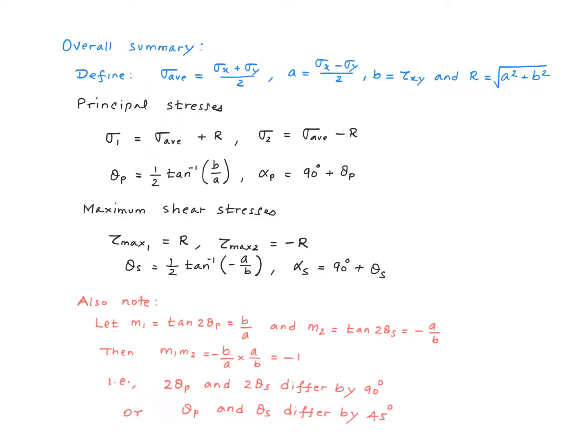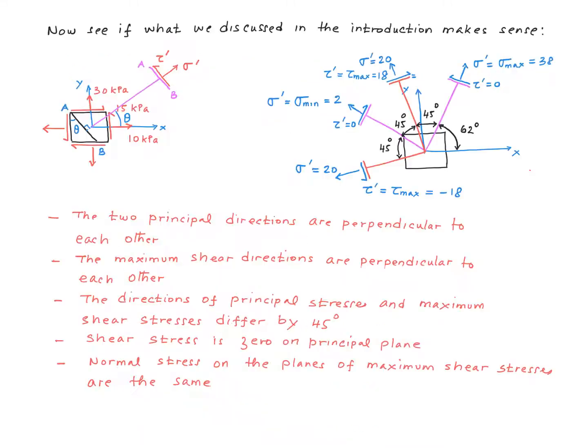Also note the following. We know tan 2 theta p equals b over a, right? So let me call that m1. And similarly, we know tan 2 theta s equals minus a over b. Let me call that m2. Now if I were to multiply m1 by m2, I get minus 1, right? You might recall, if this is true, then the two lines are perpendicular to each other. In other words, 2 theta p and 2 theta s differ by 90 degrees, or theta p and theta s differ by 45 degrees. Now see, what we discussed in the introduction makes sense.